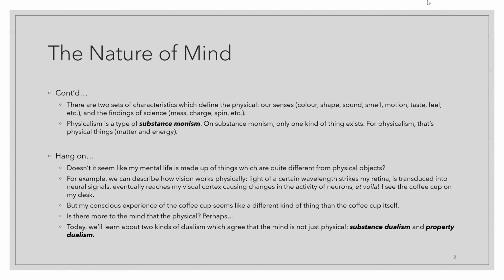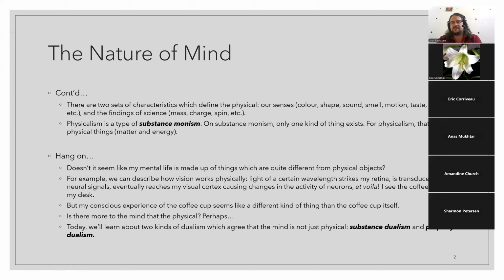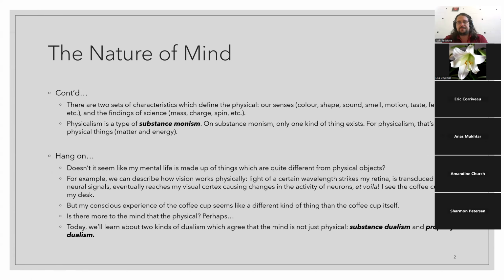So, we define the physical not just in terms of the findings of science, but also our senses, right? Our senses deliver to us representations of the physical world, of the natural world. This table that my laptop is on, or better yet, this concrete wall behind me. It's solid. It's kind of an eggshell color. It's got some holes in it. Makes a sound when I knock on it. I guess I could smell the wall or taste the wall, but I'm not going to do that.